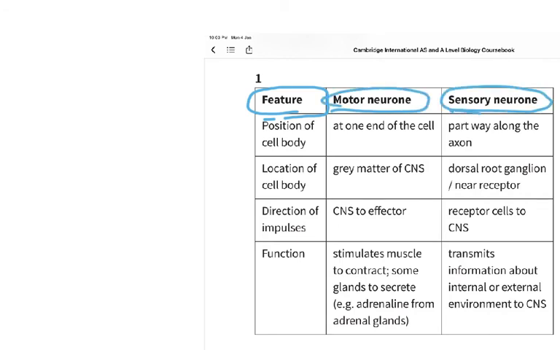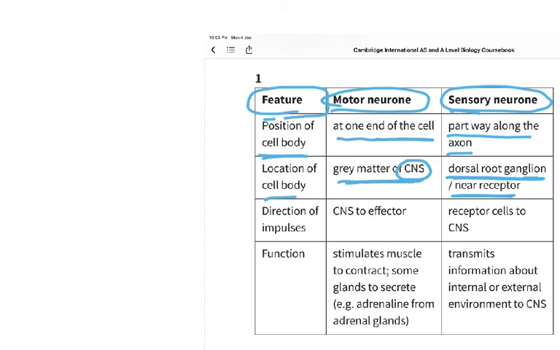The features compared are, first, the position of the cell body. In the motor neuron, it is at one end of the cell, while in the sensory neuron it is part way along the axon. The location of the cell body: in the motor neuron this is in the gray matter of the central nervous system. And you know the central nervous system is the brain and the spinal cord. While in the sensory neuron it is in the dorsal root ganglion, please remember this, or it is near the receptor.